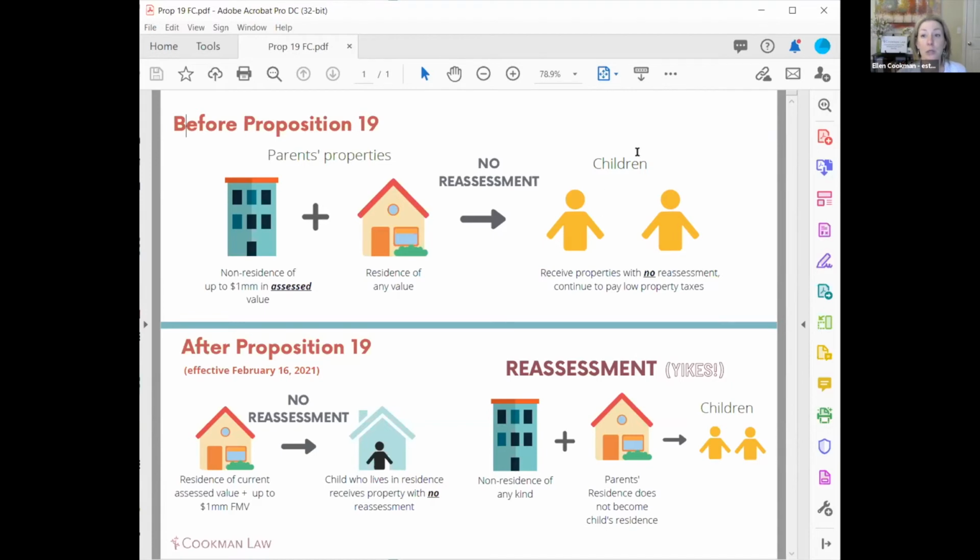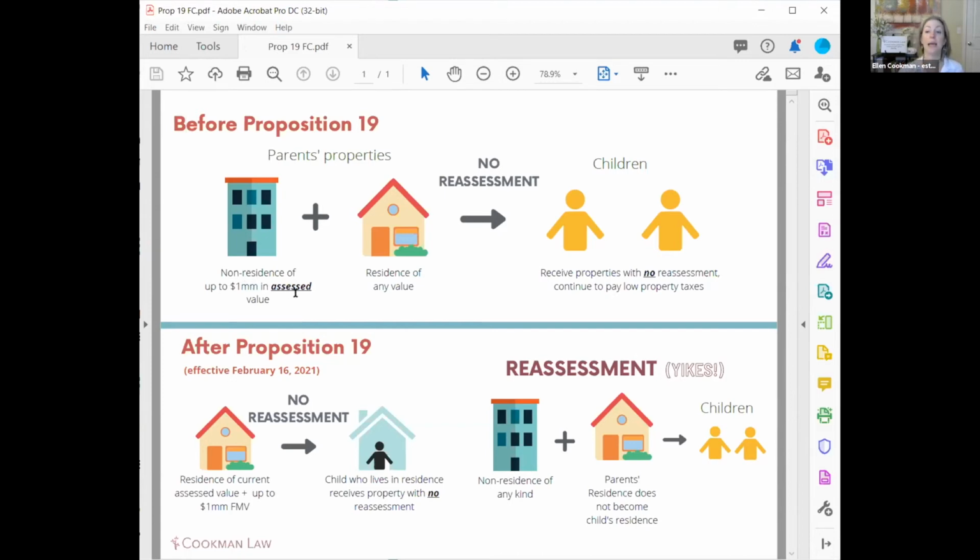Okay, so before Prop 19, which really means February 16th, 2021, before that was implemented, this was the rule. A parent could pass along to a child their residence of any value. It could be a $5 million home and it could go to the child and the child would inherit the property or receive the property by gift with no reassessment. It was fabulous, okay? And then the parent can also pass along non-residences, so rental properties, second home, of up to $1 million of assessed value.